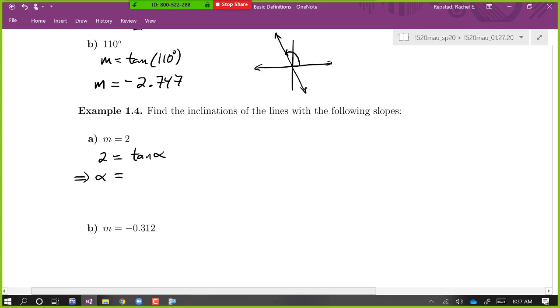The arctan function, right, or the inverse tan function. So that's how you undo a function in general, with the inverse function. And these inverse trig functions are the arc functions. So alpha is arctan of 2.